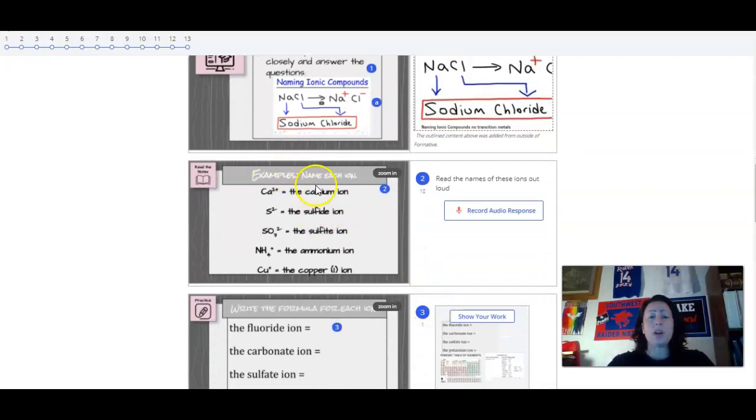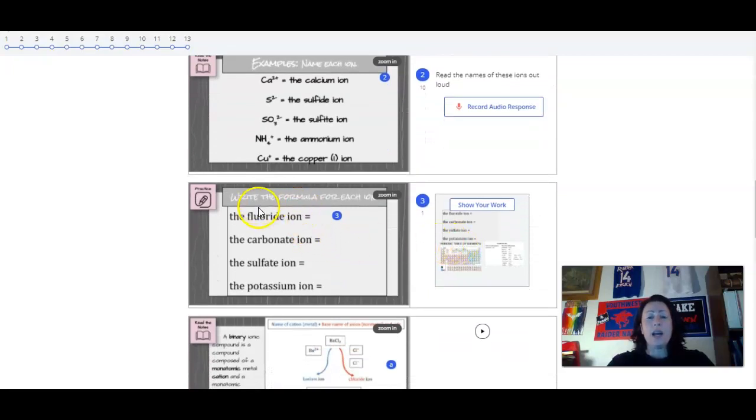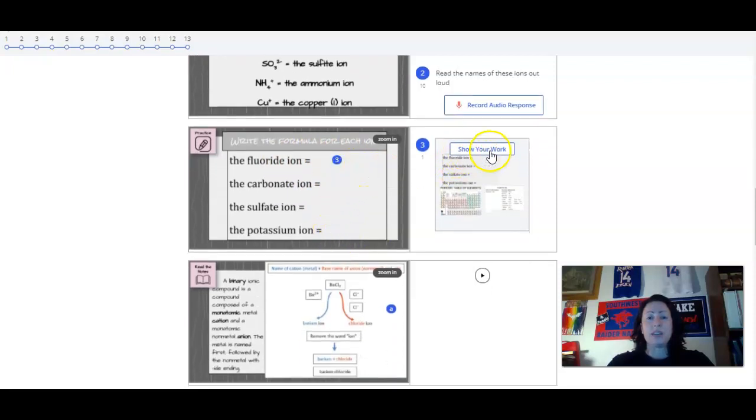Here, there are some examples of ions that are named. First thing you're going to do is record yourself reading these ion names. That's part of how we learn, not just seeing, but hearing and speaking. The more parts of your brain you use, the more you're going to remember. And then you're going to write the formula for each of these ions.